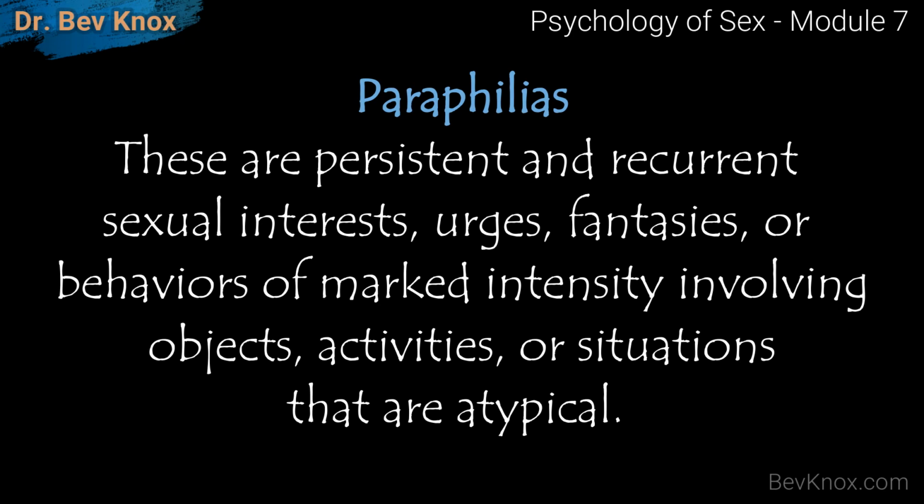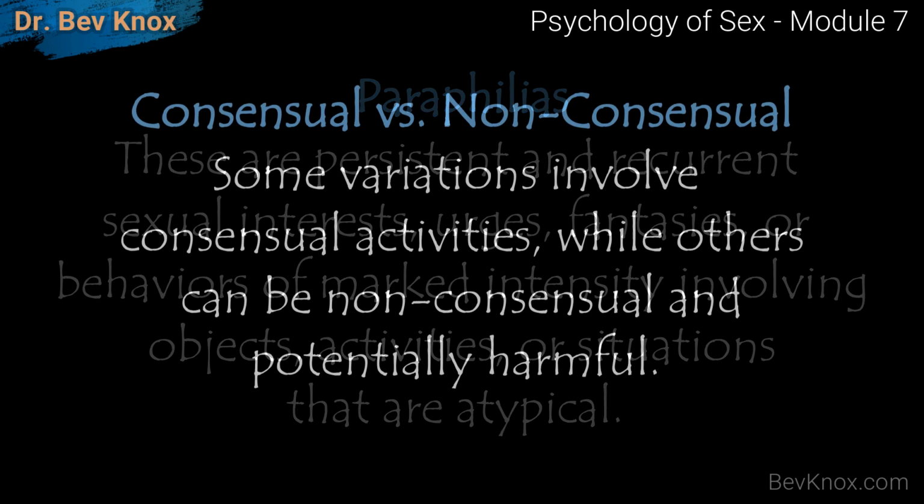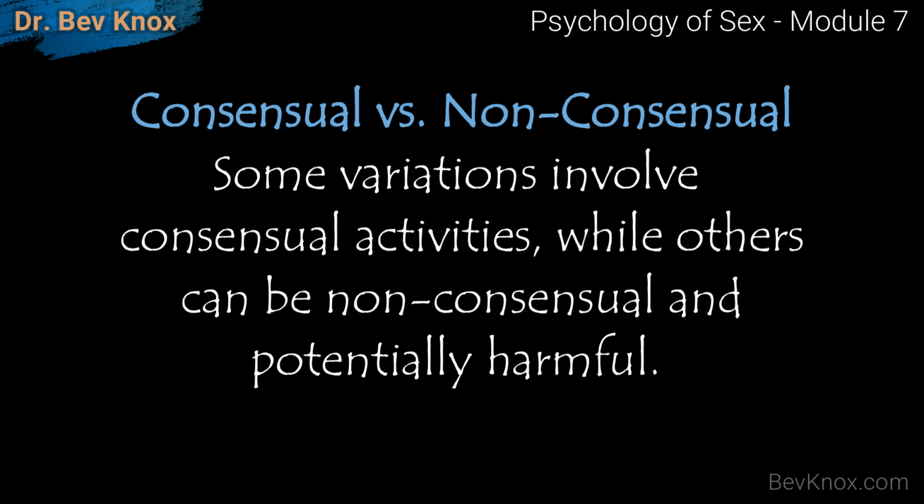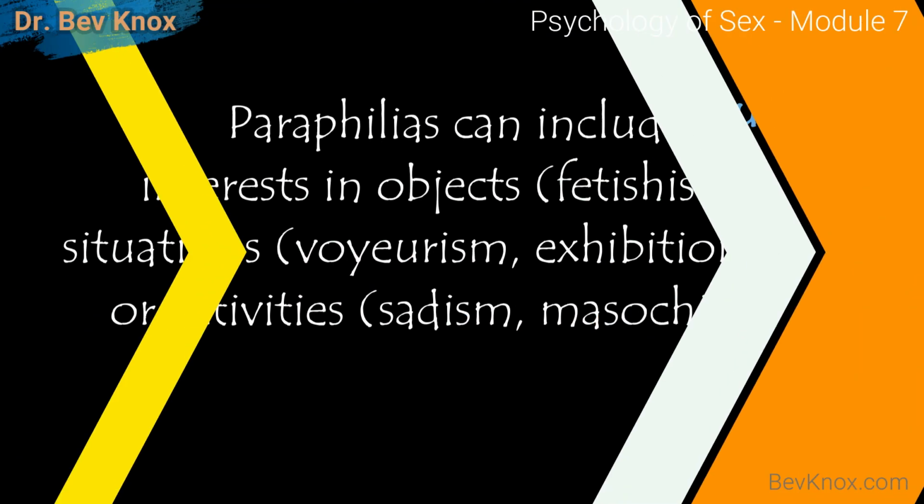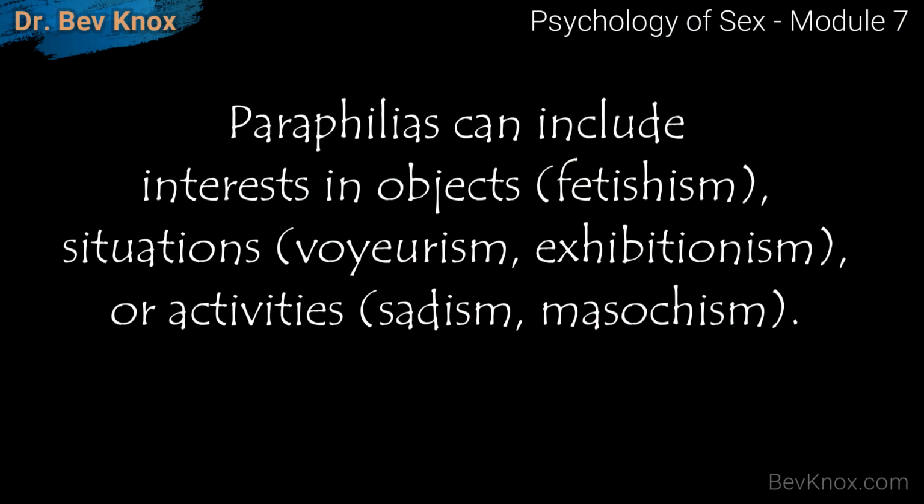First, paraphilias. These are persistent and recurrent sexual interests, urges, fantasies, or behaviors of marked intensity involving objects, activities, or situations that are atypical. Next, consensual versus non-consensual. Some variations involve consensual activities, while others can be non-consensual and potentially harmful. Some examples of paraphilias can include interests in objects like fetishism, or situations like voyeurism and exhibitionism, or even activities like sadism and masochism, known as S&M.